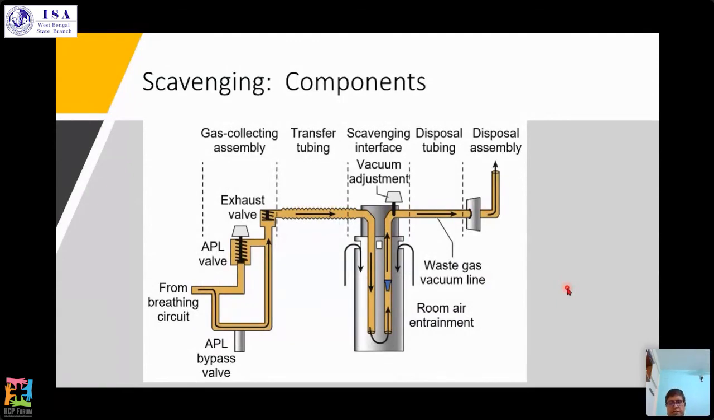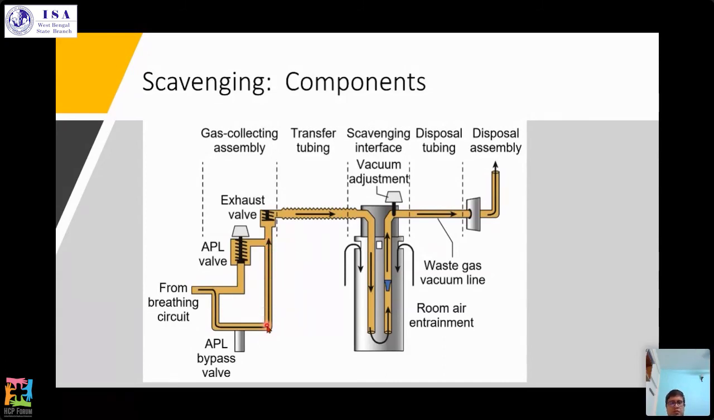So what you have here is actually a description of an active scavenging system, but it shares some of these components with a passive scavenging system. Now, the first part is the gas collecting assembly, where it collects the gas after the anesthesia. So there are two basic sources. One is from the breathing circuit APL valve, and the APL bypass valve, that means something that comes out from the ventilator.